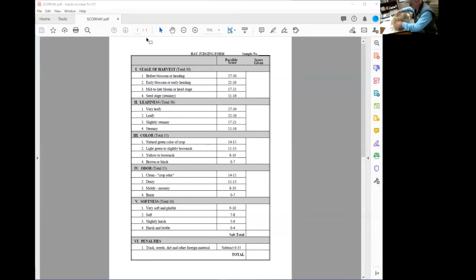The next thing I'm going to look for is the leafiness. So leaves versus stems. In this case, I can see some of these areas where I have some leaves, but I also see some stems. So it's kind of in between that leafy to slightly stemmy type thing. So I would probably score this one about a 22 or so on that leafiness.